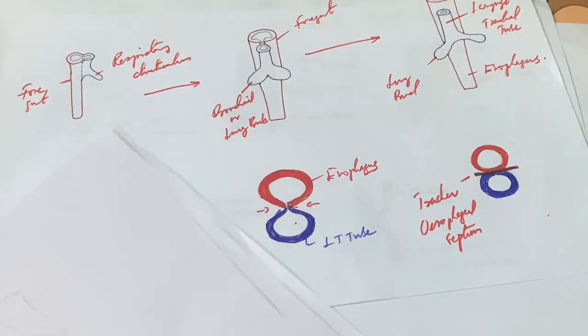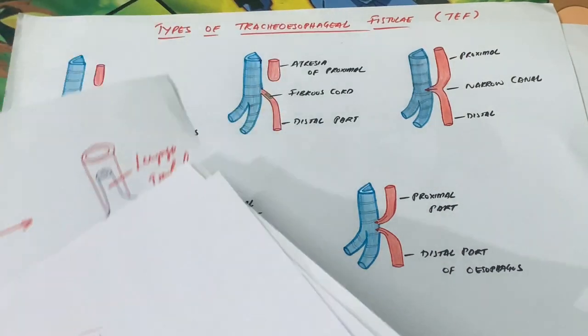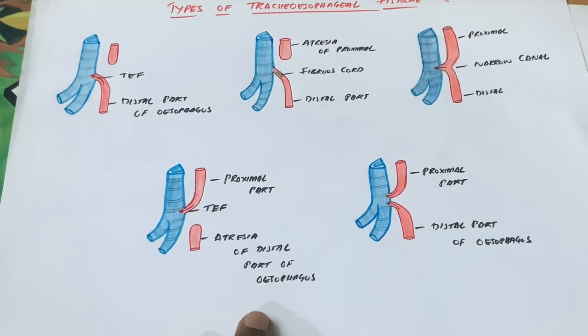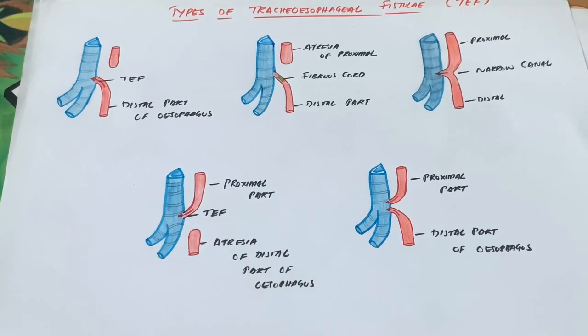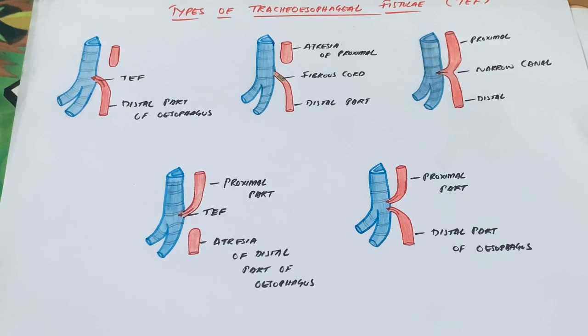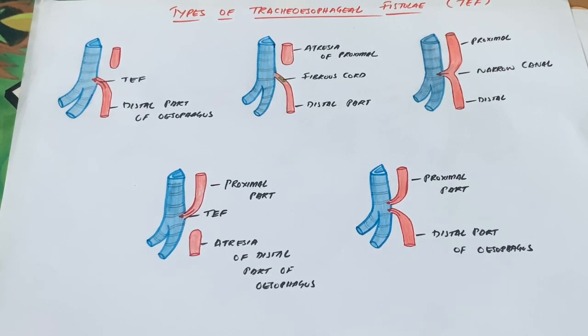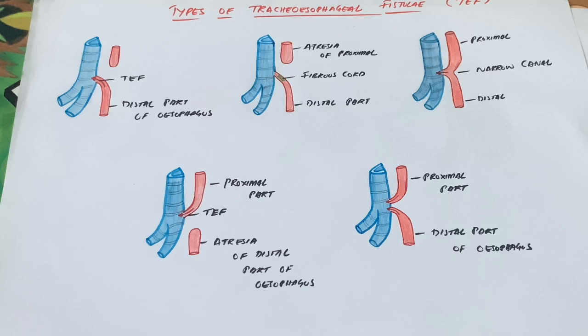Next, there are some developmental anomalies of the trachea. You can see in the picture there are types of tracheoesophageal fistula. This is nothing but an abnormal communication between the trachea and esophagus.